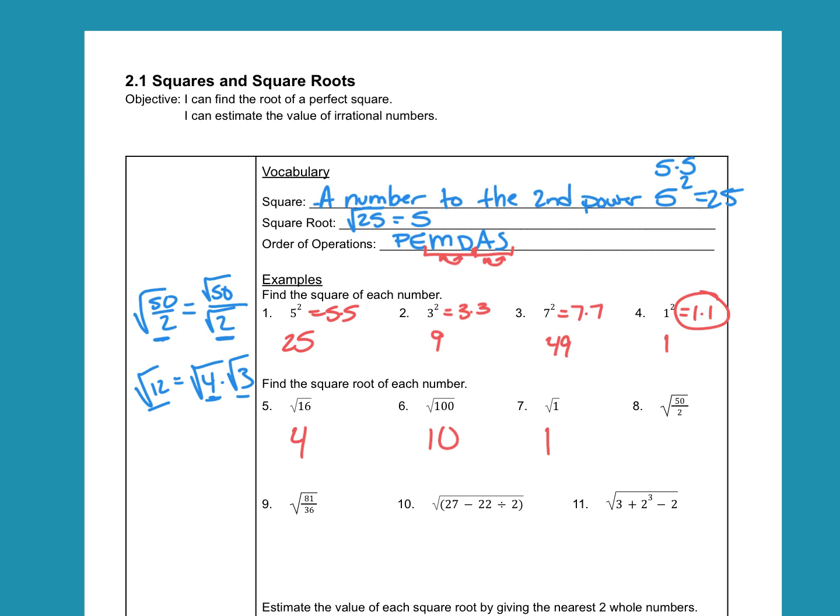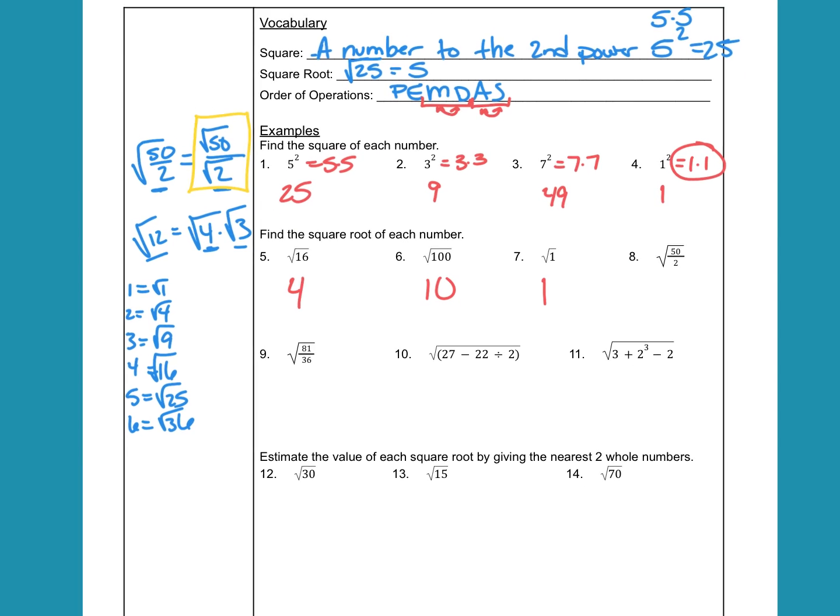But for number 8, if we look at what we did over here, that actually doesn't help us because I can't take the square root of 50 and I can't take the square root of 2. Those are not perfect squares. So we think back to the perfect squares list. We want perfect squares. So square root of 1 is 1. I'm just going to go down. 3 times 3 is 9, so square root of 9 is 3. 4 times 4 is 16. 5 times 5 is 25. 6 times 6 is 36. I'm just going to continue down this list.